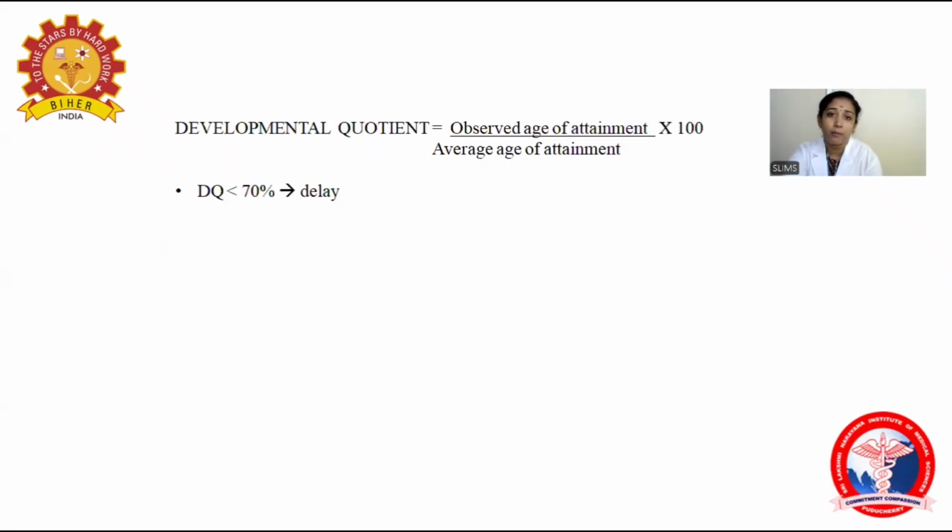After taking a proper developmental history, we have to calculate the developmental quotient at the end. It is calculated by the formula: observed age of attainment divided by average age of attainment, multiplied by 100. If the developmental quotient is less than 70, it is termed developmental delay.